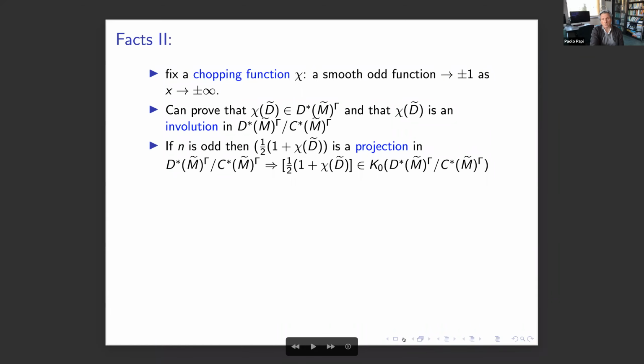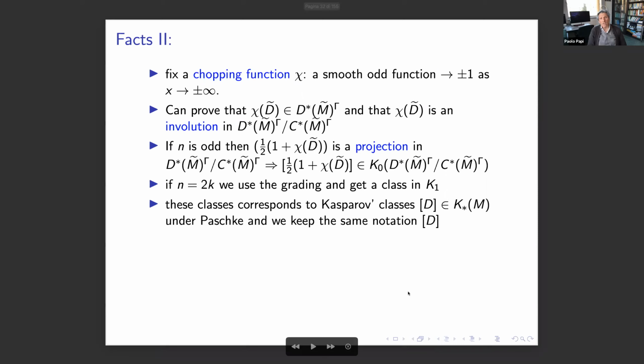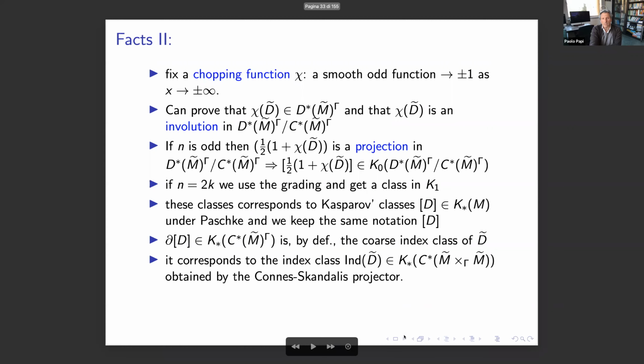So if we are in even dimension, then we use the grading in order to get a K1 class, a true involution. And one can show that these classes correspond to Kasparov classes under the Paschke duality isomorphism. So we have recovered something that we already know, but in a different way.